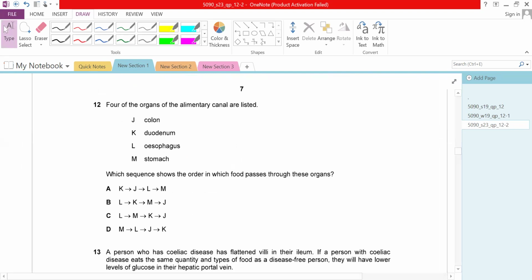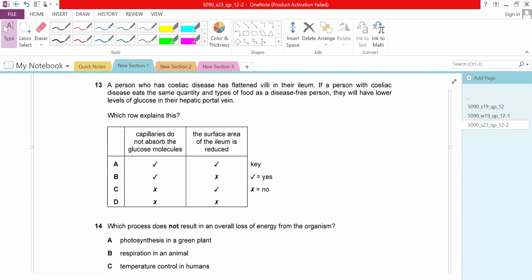Question number 12. Four of the organs of the alimentary canal are listed. J is colon, K is duodenum, L is esophagus, M is stomach. Which sequence shows the correct order in which the food passes through these organs? So the food goes through L, which is esophagus, then M, which is stomach, then K, which is duodenum, and then J, which is colon. First is L, two sequences with L. Then the second one is stomach, M. So the correct option for question number 12 is C.